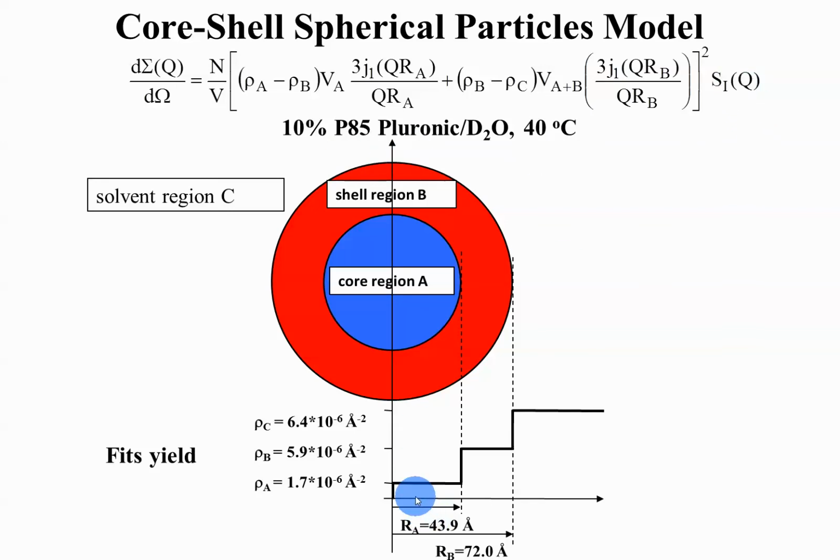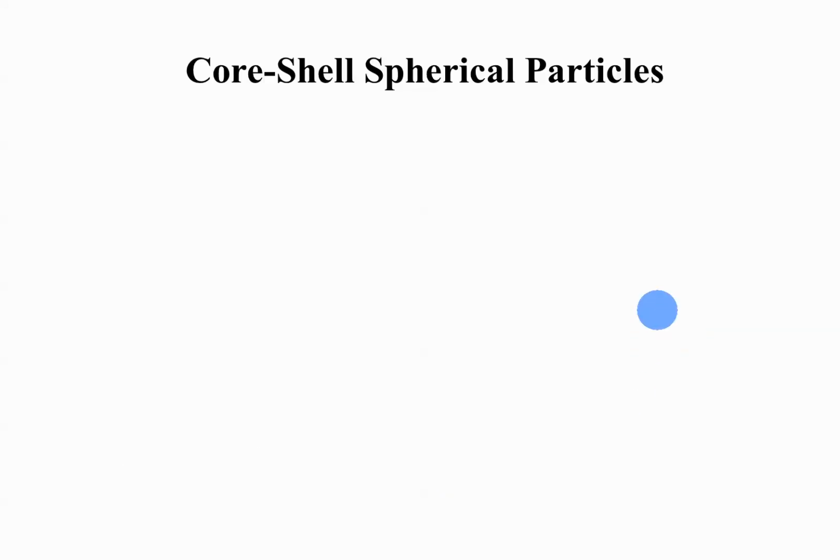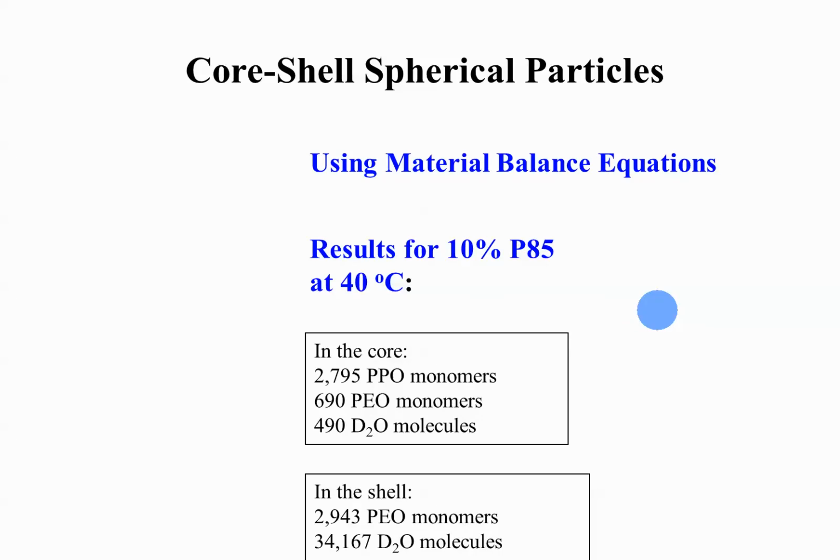So we get the scattering length densities for the core and for the shell, and we fix that of heavy water, as well as the radii of the core and the shell. Okay, so we get a lot of information out. So, core-shell spherical particles.